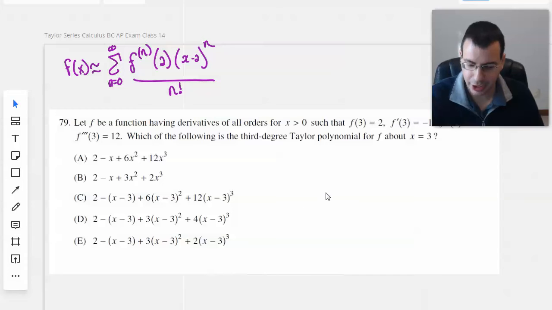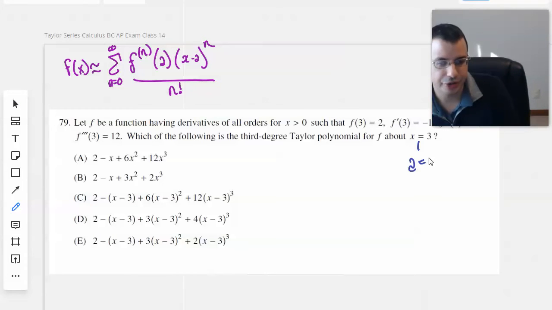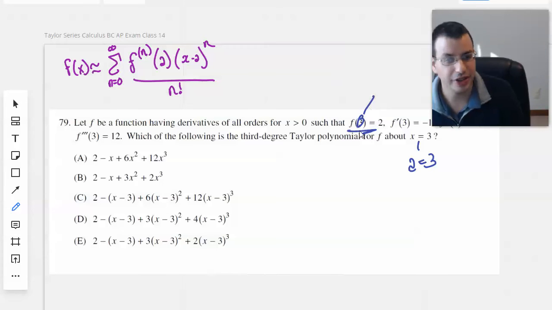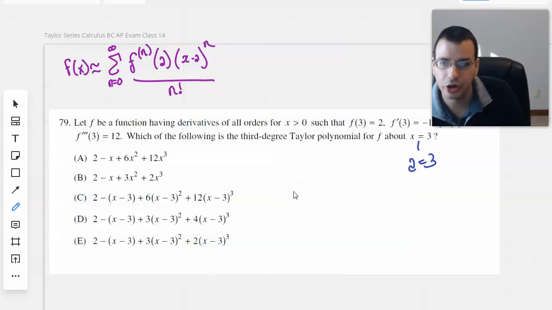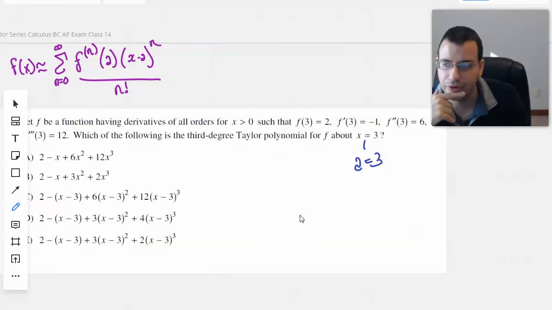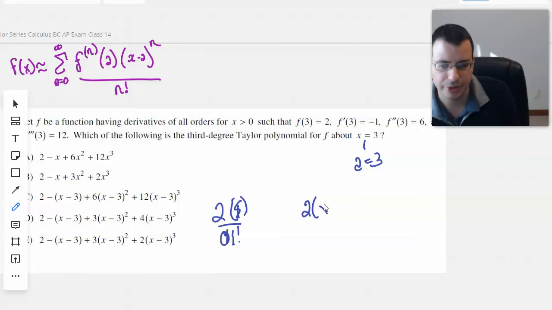Okay, so they said about x equals 3. So a equals 3, and they gave us the f of a's, because there's a 3 in there. That's the a. So we're just going to write it out from the beginning. f of 3 is 2, times 1 over 1 factorial. Actually, this is x to the 0. Start over. 2 times x to the 0 over 0 factorial. There we go.